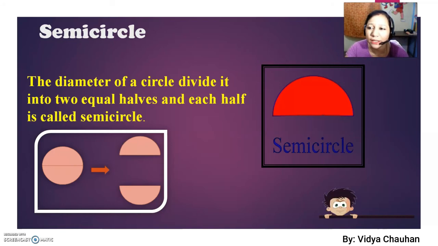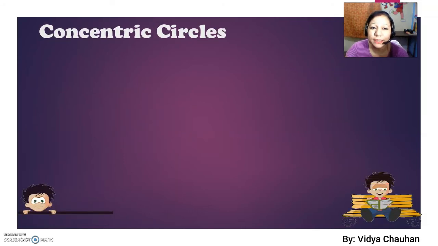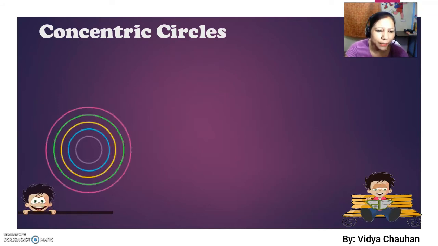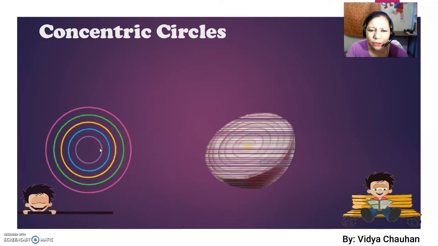When we divide a circle through its diameter, the resultant shape we get is a semicircle. Next is our concentric circles. This is a very important and very logical one, which you see everywhere around you. As you can see here, there are multiple colorful circles drawn in front of you, and they all are equidistant from each other.